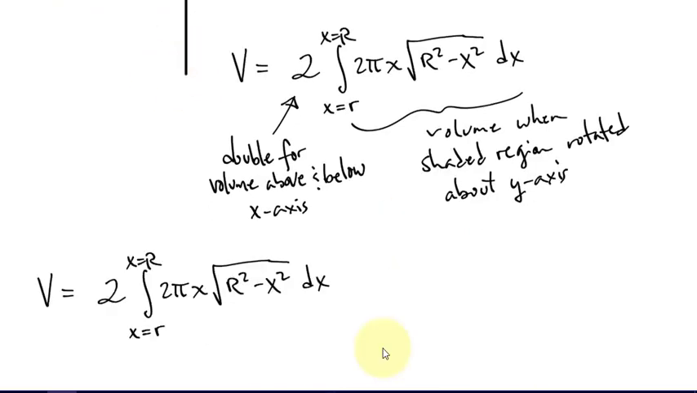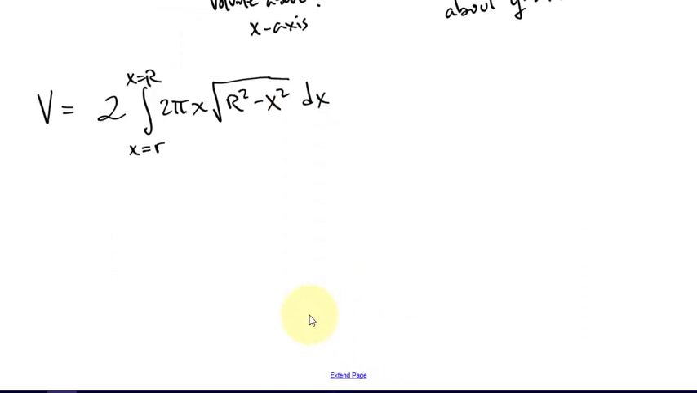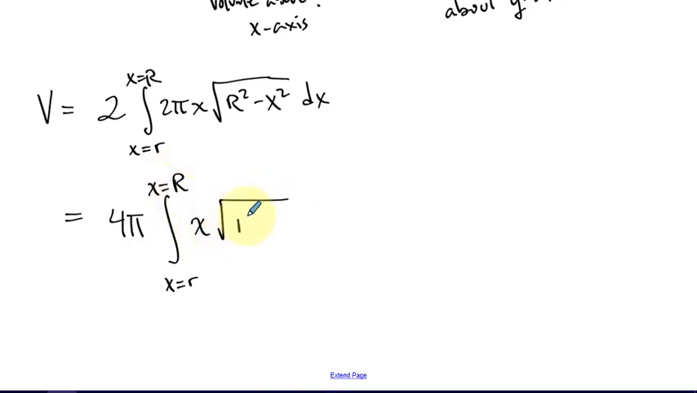All right, so then let's see where we can get with this integration. We've got a 2 pi constant here. Let's take that out in front. Integrating from an x value of little r to an x value of big R, x times the square root of big R squared minus x squared dx. This is an integration we can do with substitution because I know the derivative of what's inside is negative 2x, and that'll cancel with this x here.